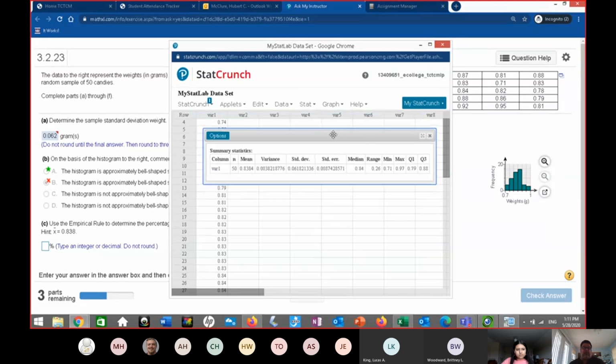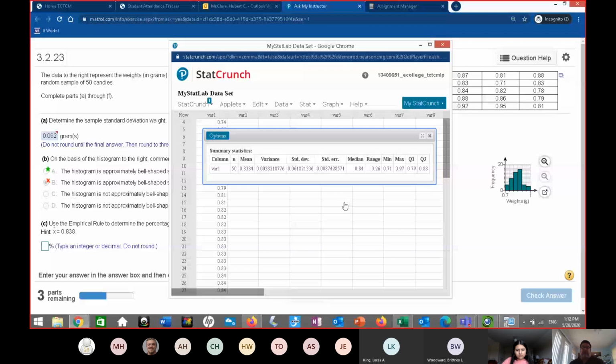So write those down. Your N is 50. That means there's 50 scores. You got a mean of 0.8384. You got a variance of 0.0038, which gives you the square root of that, 0.0618. And the median is 0.84. The range is 0.26. And there's your quartiles. Okay? So that's one way to do it.